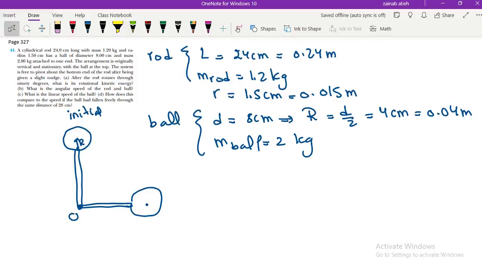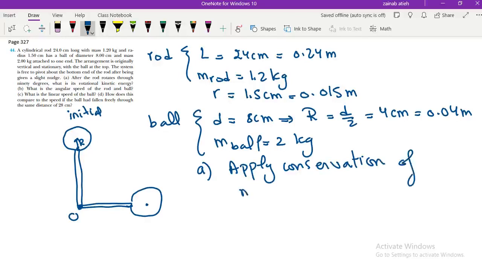For sure, our system is only rotating. There is only rotational kinetic energy. There is no translational kinetic energy. So here in our problem, because there are no non-conservative forces, I can apply the conservation of mechanical energy. Simply, the system was up, it came down, so I can apply the conservation of mechanical energy. So in part A, apply conservation of mechanical energy.